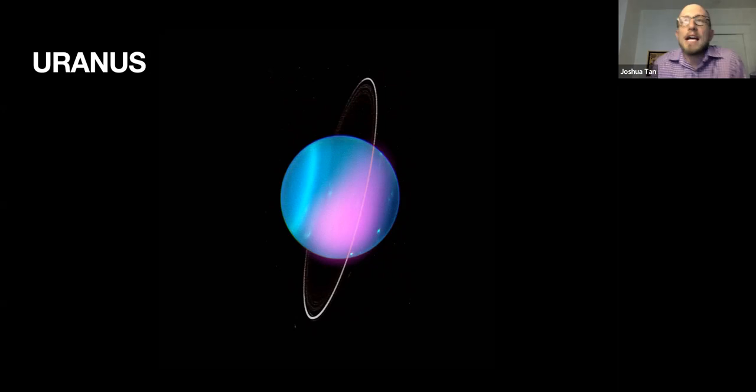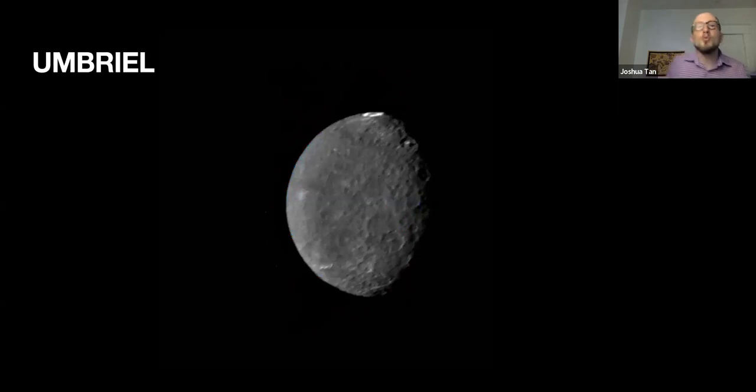Now, it's also a gas giant, so it's similar to Jupiter and Saturn. We don't have much hope for life, but perhaps some of the moons of Uranus might have some subsurface oceans. Umbriel is an example of one of these, similar to what we saw in Saturn and in Jupiter.